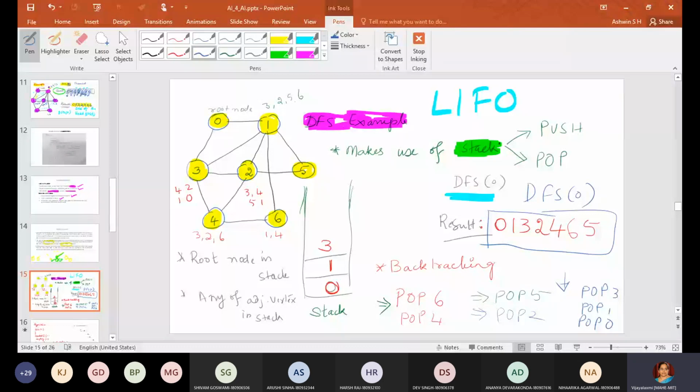So what we have done here: we have gone from 0 to 1, then 3, then 2, then 4, then 6, then 5. Please note that for this problem I have considered the graph to be undirected.